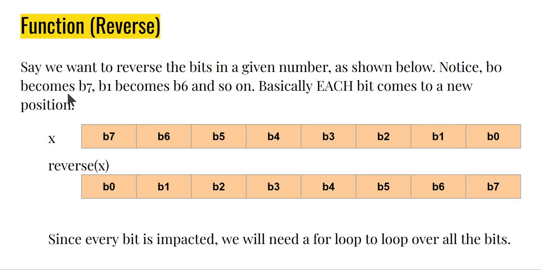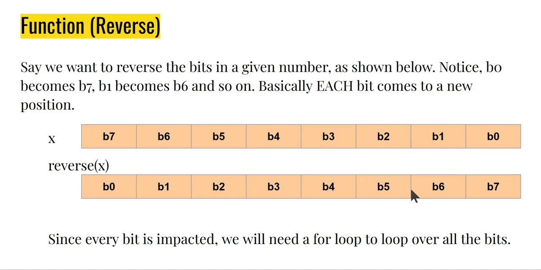Let's look at one more function that uses bitwise operators. In this function, we are going to reverse the bits of a number. For example, let's say I have an 8-bit number x, with bits going down from B7 to B0. With this function, I'm going to exactly flip this around, so B0 becomes the most significant bit and B7 becomes the least significant bit. And you notice every bit has been reversed in this whole process, right?